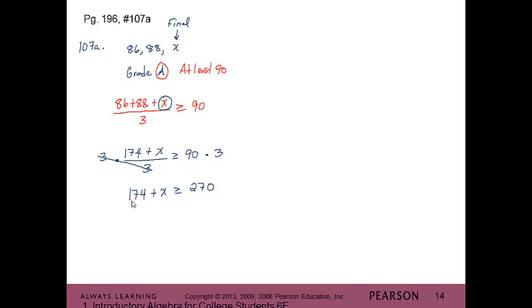Now we can move the 174 by subtracting on both sides. And we have x is greater than or equal to 96. So if your final exam has a grade of 96 or higher, you'll get an A in the course.